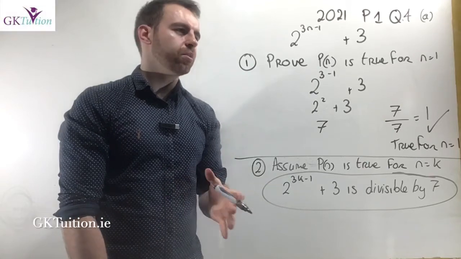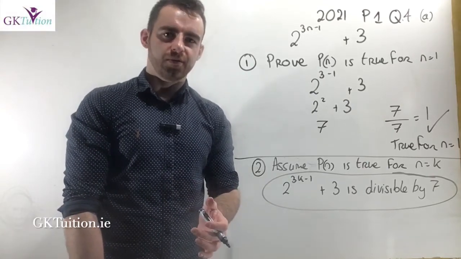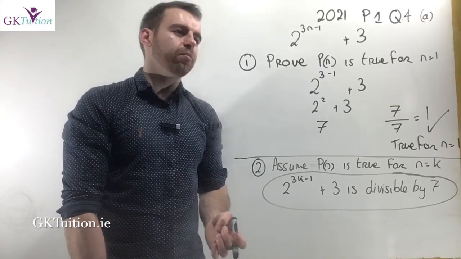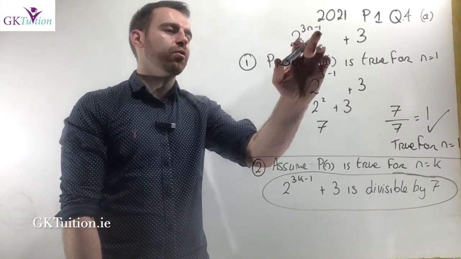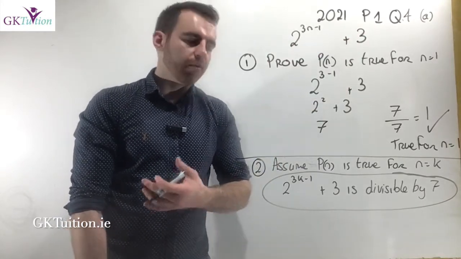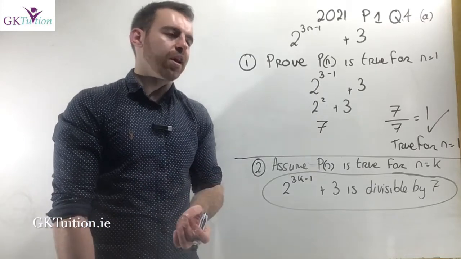Okay, in this video we're looking at 2021 paper 1 question 4. In part A, we're dealing with induction. We're asked to prove by induction that 2 to the power of 3n minus 1 plus 3 is divisible by 7. So our 4 steps in induction are always the same.